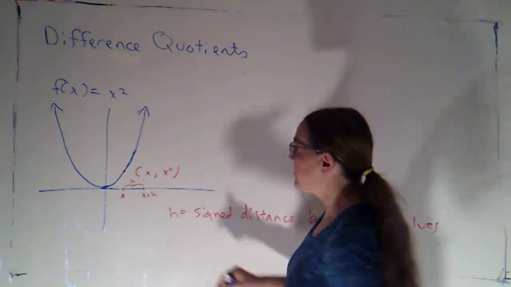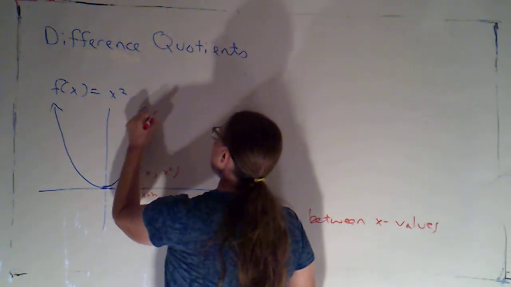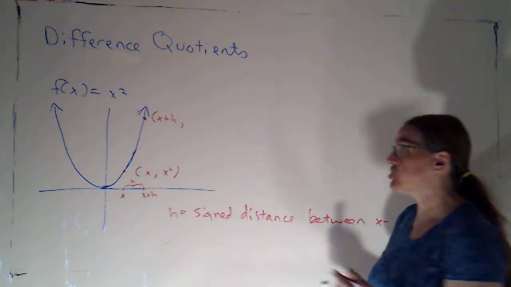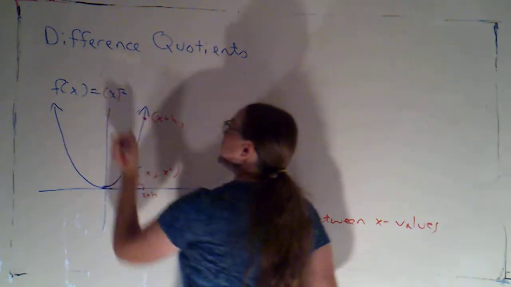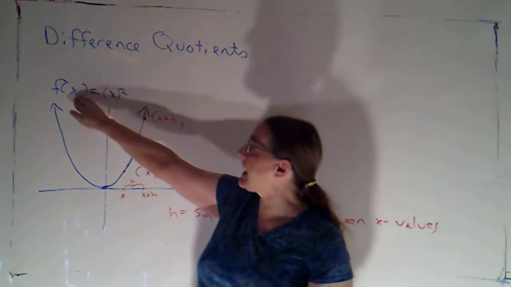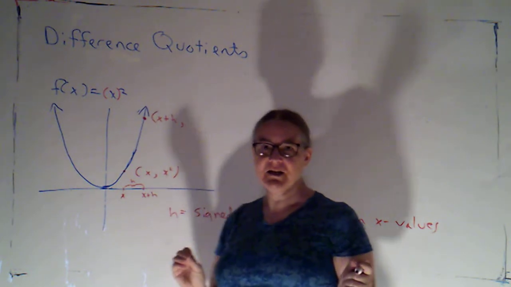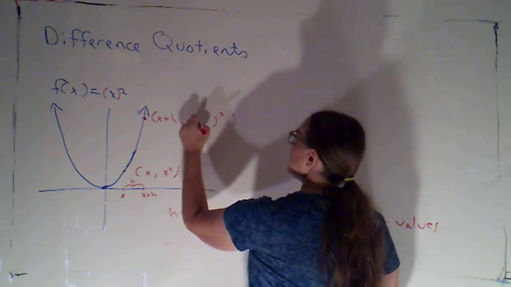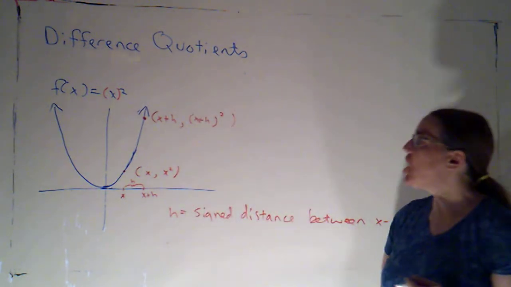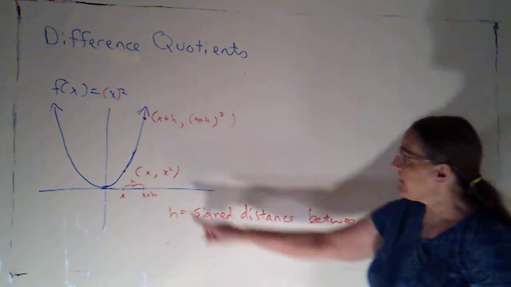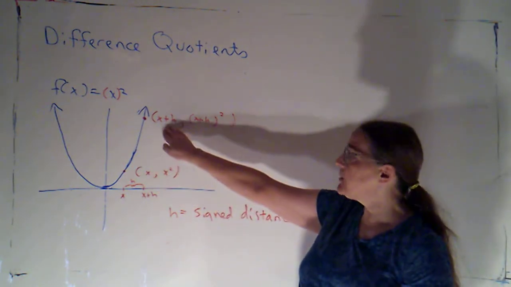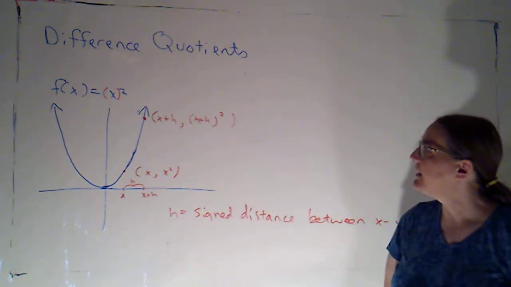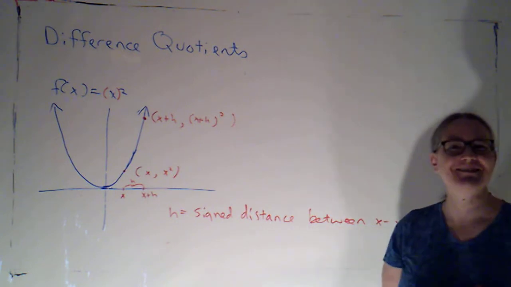Now, if I have this other point here, that's going to correspond to a point on the graph whose input is x plus h. Now, if I were to calculate my y value, that means I'm plugging in x plus h as my input, and so we're going to get that input squared. So it would be x plus h quantity squared. So I've got one point whose input is x, and one point whose input is x plus h, a point that is h units away, the absolute value of h units away from x.